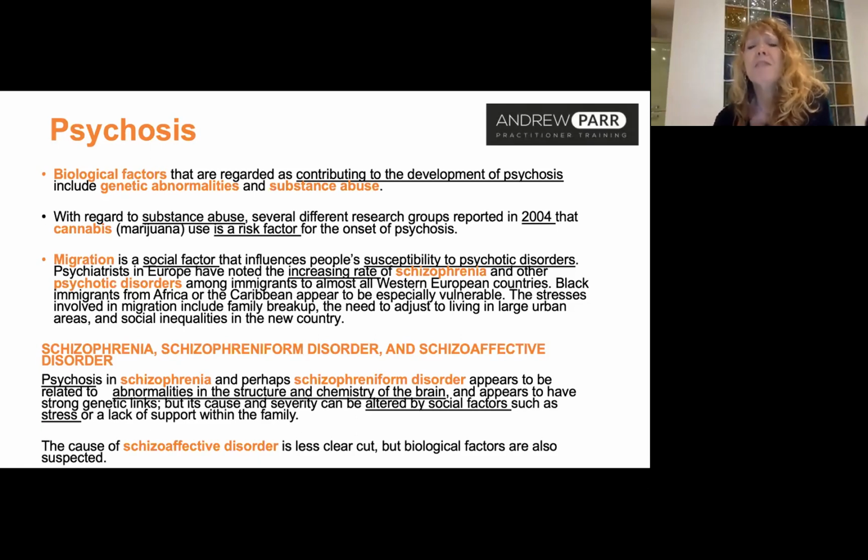Another thing that can be a factor, or has been found quite recently, is migration. So we've got a lot of immigrants coming over, and there's been an increasing rate of things like schizophrenia and other psychotic disorders as well. And Black immigrants from Africa and the Caribbean also being quite vulnerable. I guess because migration brings on an onset of lots of other things, doesn't it? Being in a place where you don't feel like you fit in initially, perhaps you've lost family. In some cases, some of these refugees will have lost everything and would have seen terrible things. So there's going to be things that come out of that. You can understand how this might lead to that. So that can be another factor.